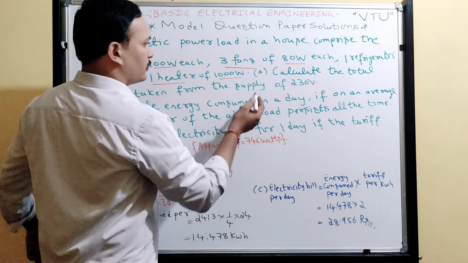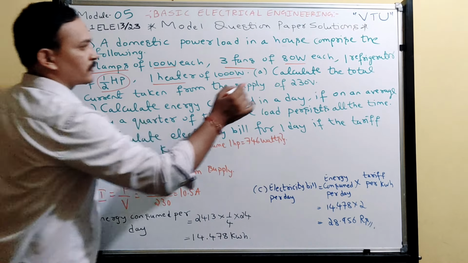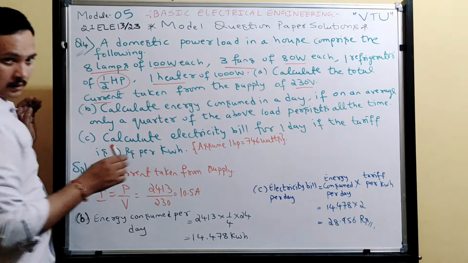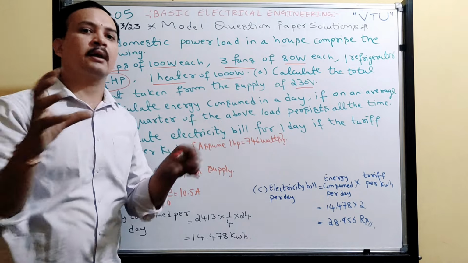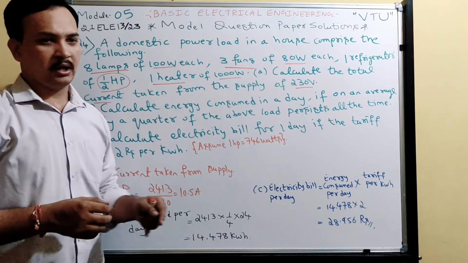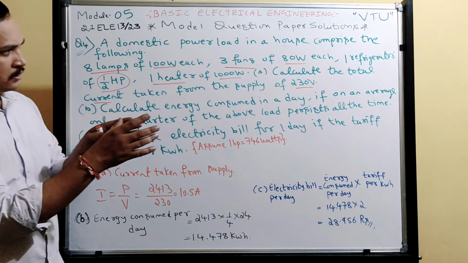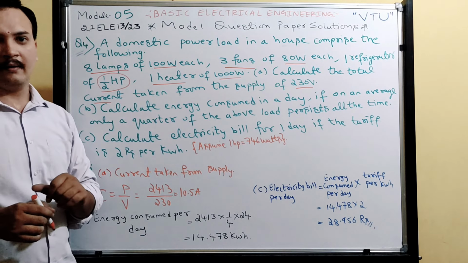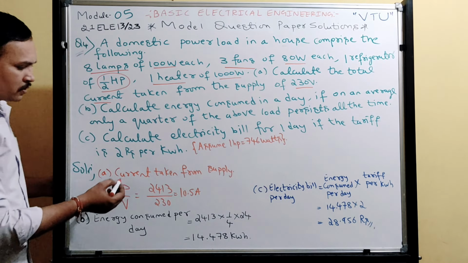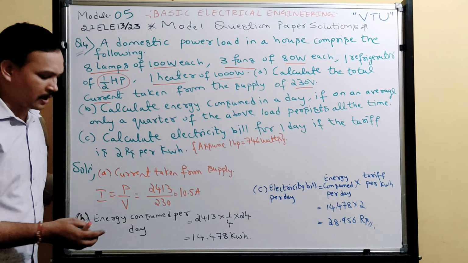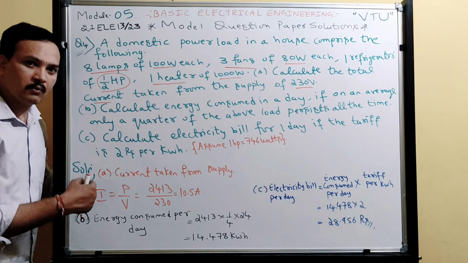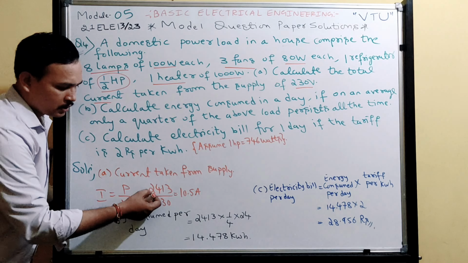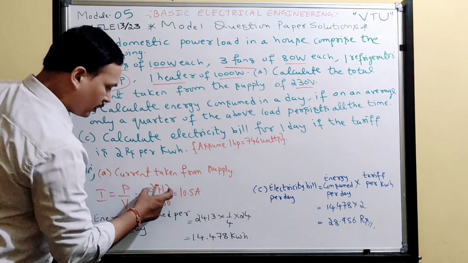So these are the data given, and they are asking to calculate the total current taken from the supply of 230 volt. See, in a home, all these appliances are connected to a supply of 230 volt. If I operate all of these together, connected to 230 volt, what is the total current taken from the supply? That is the first question. So, what is the current taken from the supply? What is the current formula? Power formula is voltage into current. They are asking what is the current. We know the power and voltage. Voltage is 230 and power value is 2413 watts. How did you get this value?